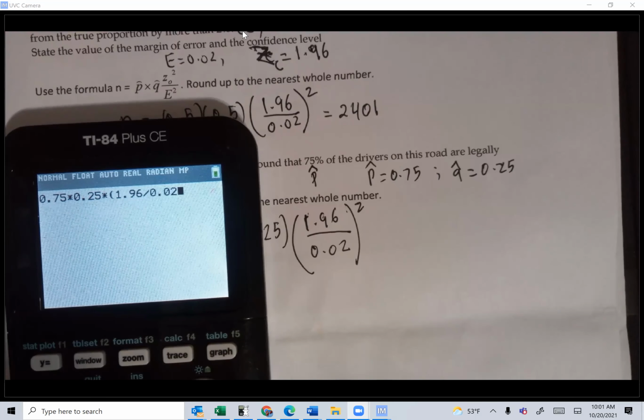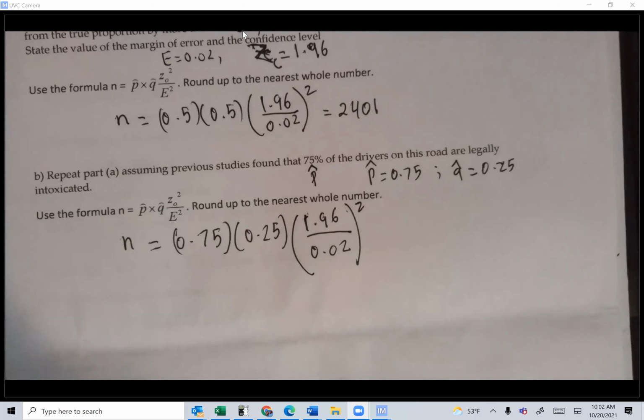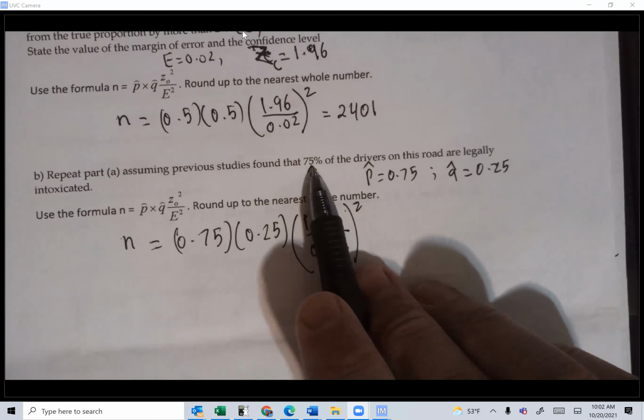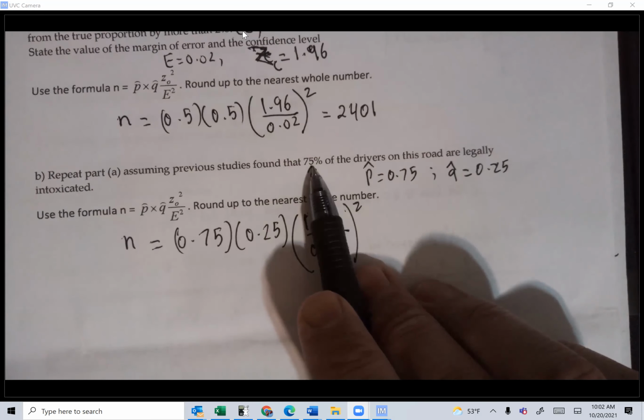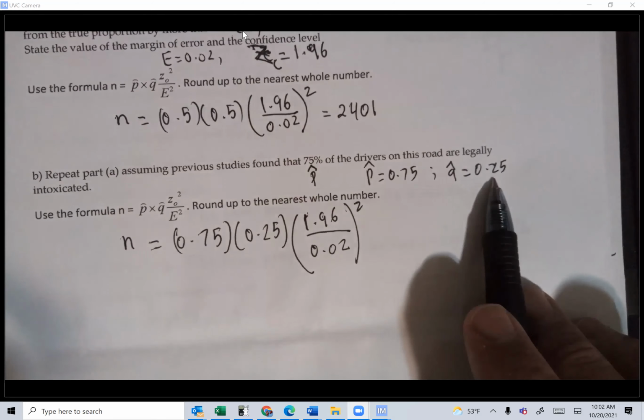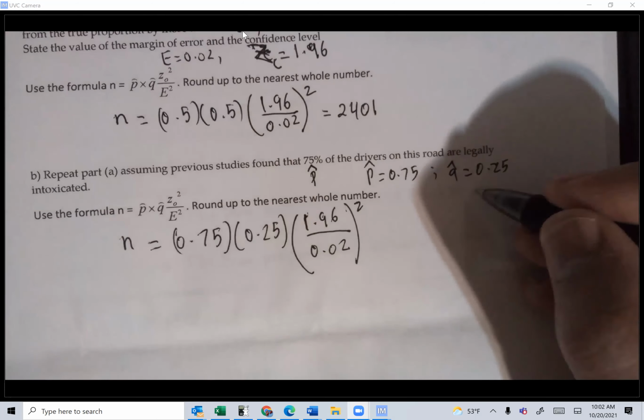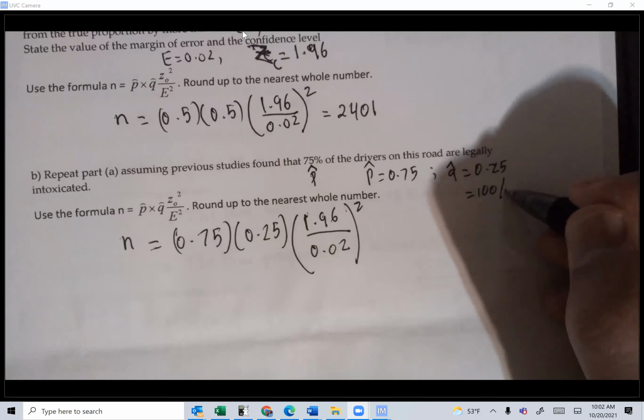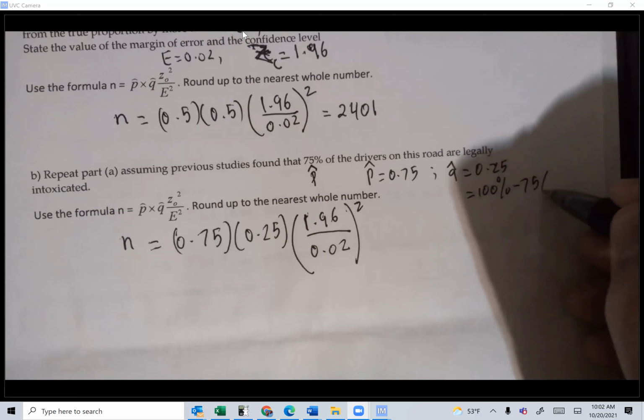I'm confused. How'd you get 0.25 for Q hat? Oh, this is the probability of success, 75%. The probability of failure will be the rest from 100%. So 100% minus 75% is 25%. Okay. Got it? Let me write it down here. Yeah, thank you. There you go.